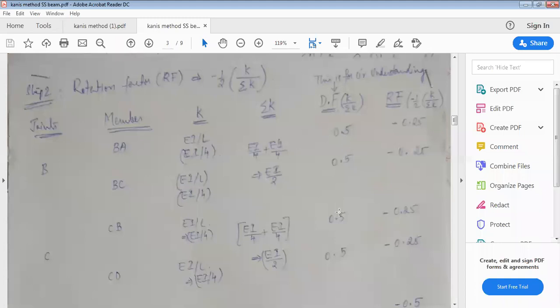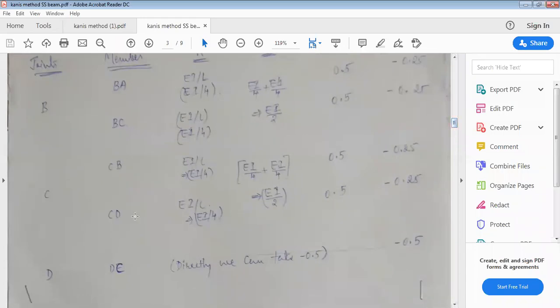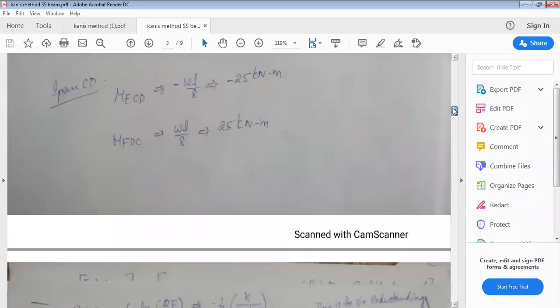This particular column is not needed. I have just given it to you since you calculated it last sem, so you can relate. Last time we calculated this, this time we are calculating this. Similarly for CB and CD, we get the values EI by 4, EI by 4. At the far end, we can take directly 0.5 and minus 0.5. This is what we have given in the notes.